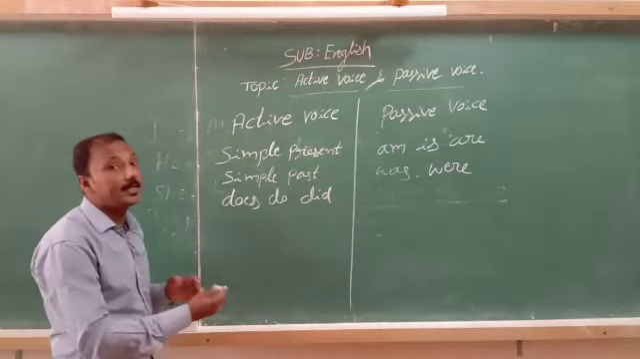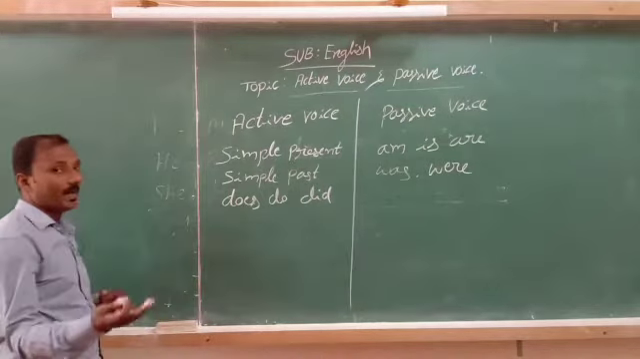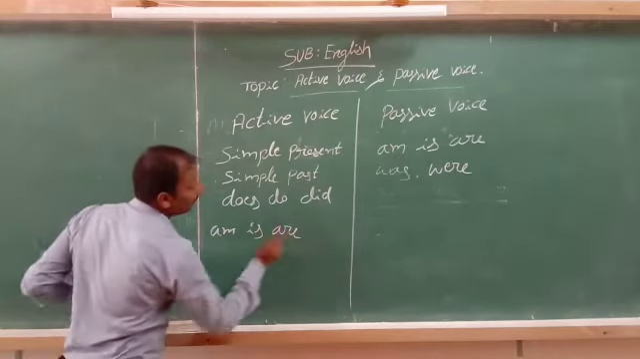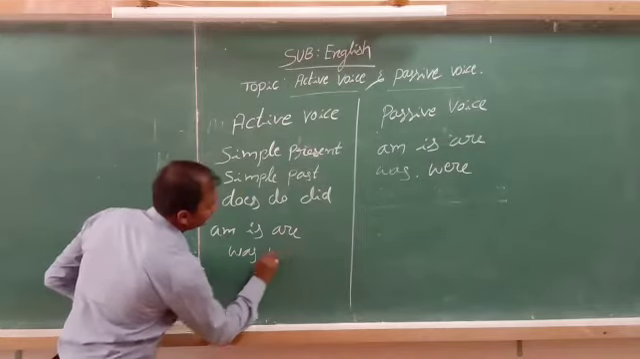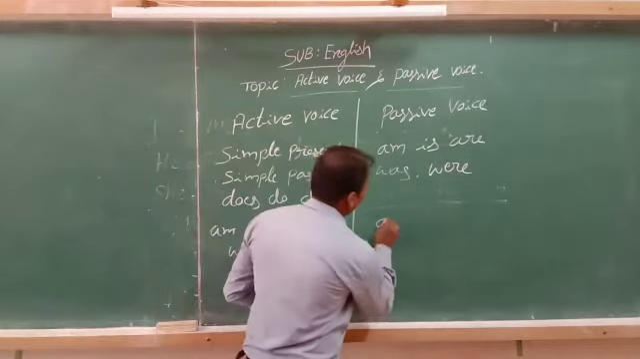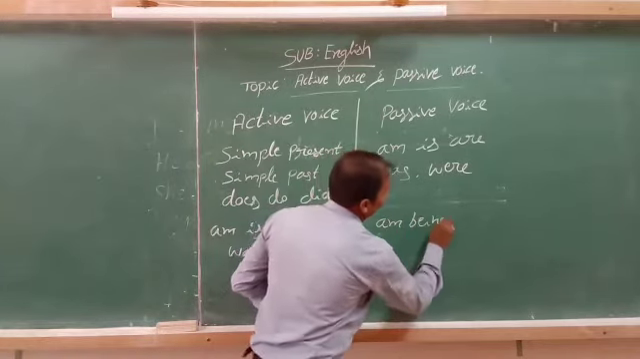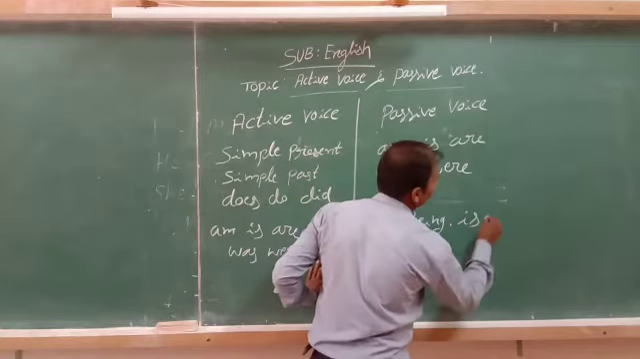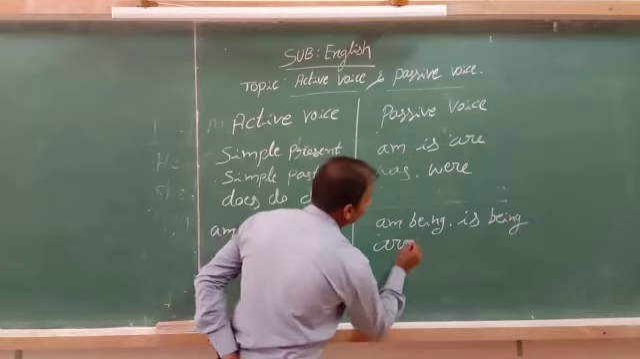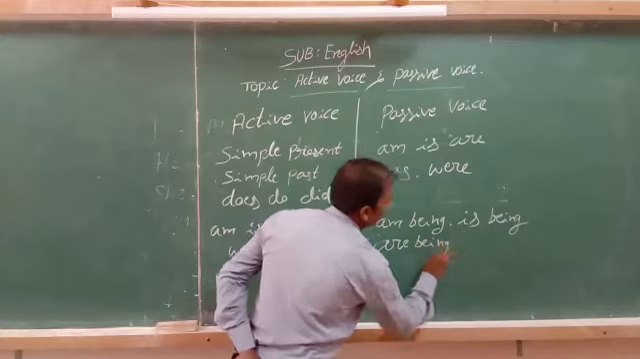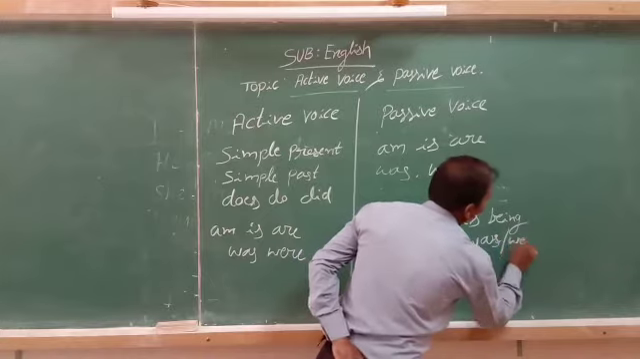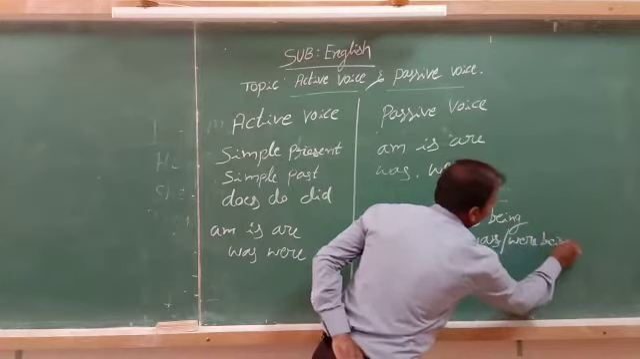Then come to the sentence in present continuous tense or past continuous tense, where we find the helping verb as a be form: am, is, are, then was, were. These helping verbs change as am being, is being, are being, and was being, followed by verb-ing.